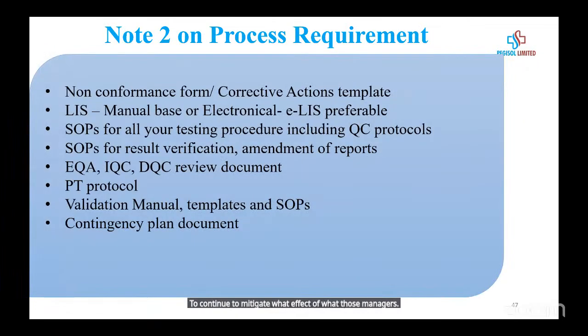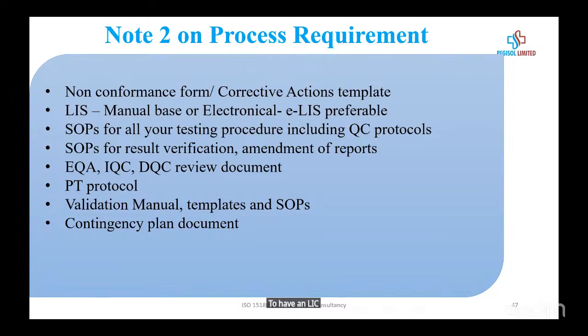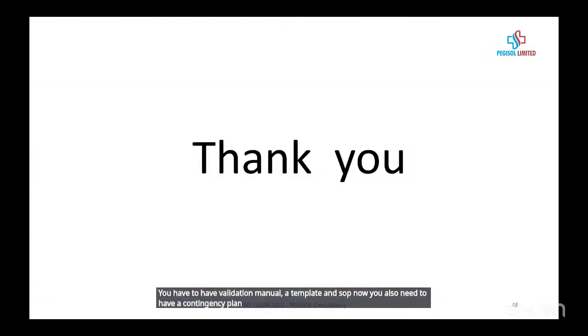Okay, note 2, you will need to have a non-conformance form and a corrective action template. You can have an LIS, manual-based or electronic, electronic preferable. SOP for all your testing procedures, including quality control protocols. SOP for result verification, amendment of report, EQA, IQC, and daily quality control review document. You have to have a proficiency testing protocol. You have to have a validation manual, template, and SOP. Then you also need to have a contingency plan document.